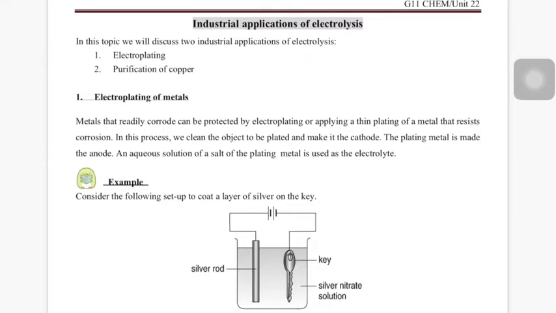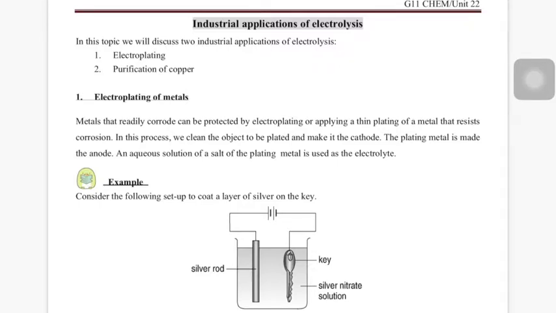There are 2 wide applications for electrolysis in our life. The first one is called electroplating, and the second one is the purification of copper. So let's focus on the first one, electroplating of metals.